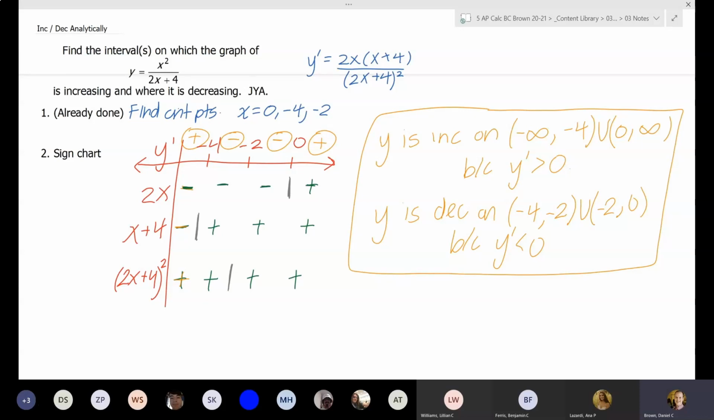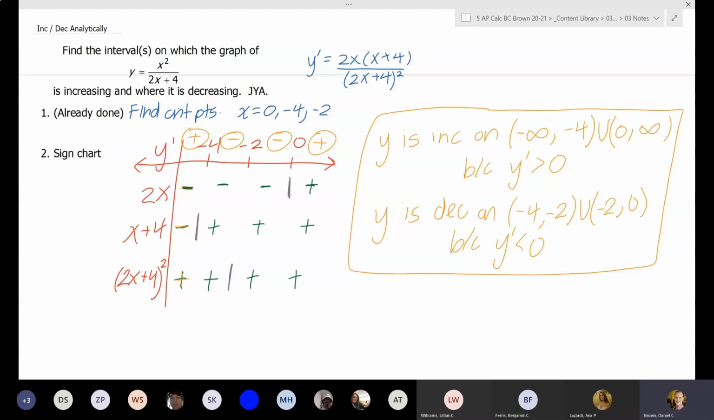Questions on that? Why did you do like a union between the like two -2's instead of just -4 to 0? Good question. So the reason why is that -2 is a critical point. So there could be two things that's happening at that -2. It could be a horizontal tangent, which means it will kind of be flattening off there for just like a split second, so it wouldn't technically be decreasing there.